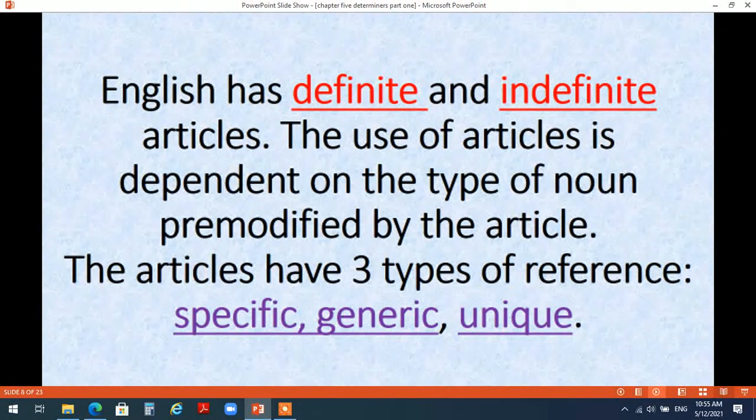The use of articles is dependent on the type of noun premodified by the article.